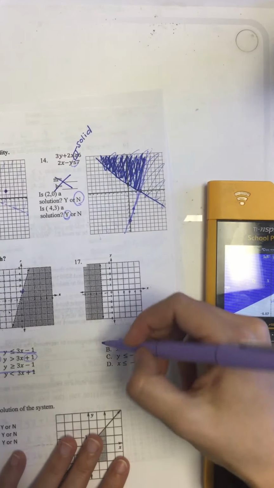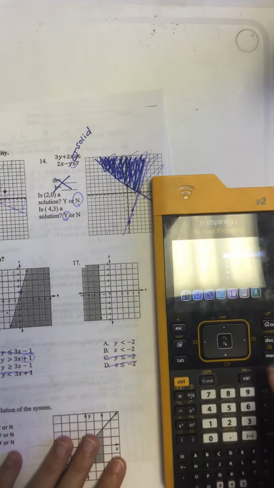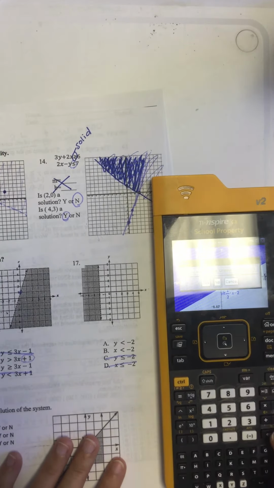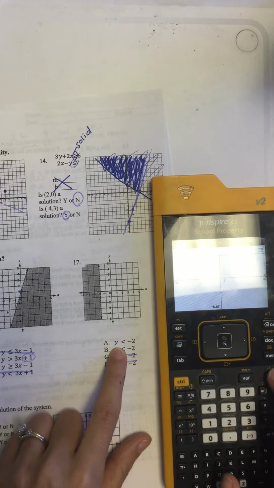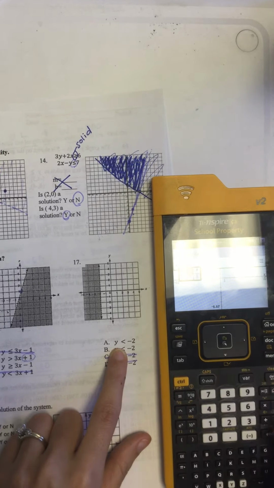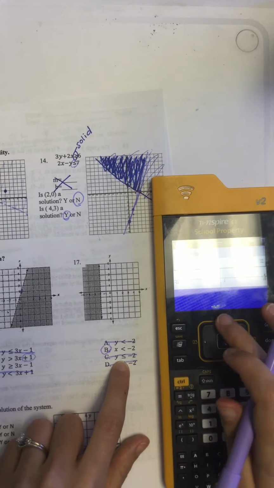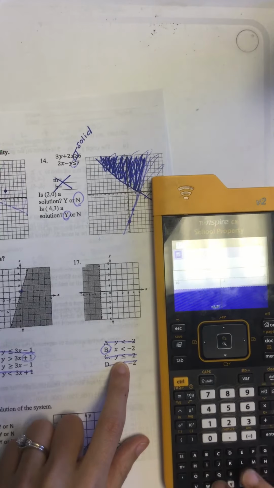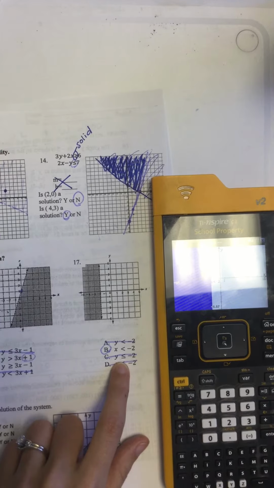All right, this one's a dashed line, so I know it can't be C or D. And if I'm unsure, because we get this one wrong often, I'm going to put it on my calculator and just make sure that I can come up with the right answer. So let's try A. Y is less than or equal to -2. And that one doesn't look right, so it can't be A. It has to be B. So please make sure you check in your calculator because we often get these wrong, and our calculator will give us the correct answer if we put it in there. And again, that one looks right.